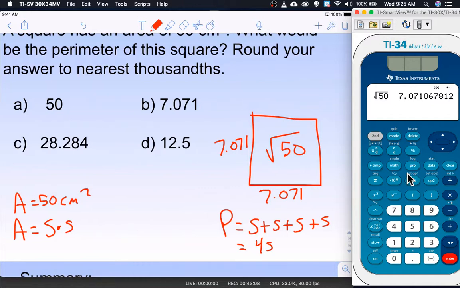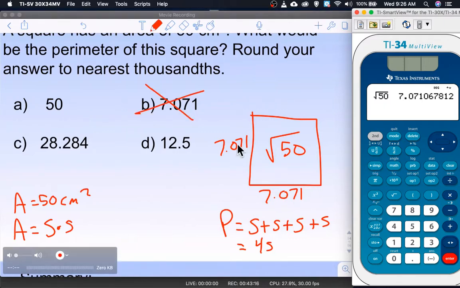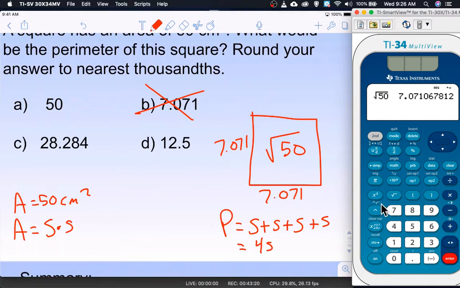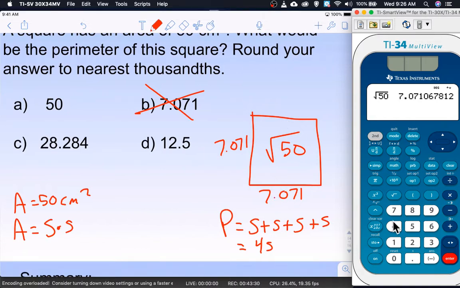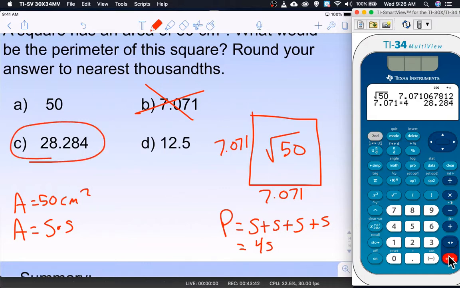If you said the answer is letter B, you are wrong. It is not letter B. That is not the answer to the question. That is how big each side is. That is not the perimeter of this square. The perimeter of the square we would find by adding up all 4 sides of this. Now we know how big one side is, 7.071. I'm going to multiply that by 4. That's the same thing as adding itself to itself 4 times. And we get letter C for an answer.